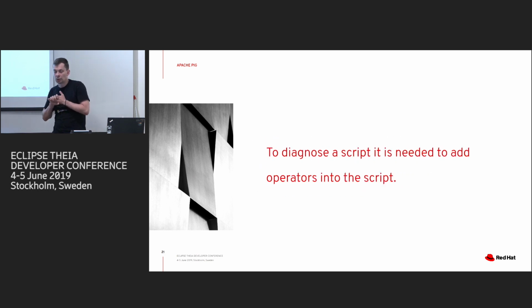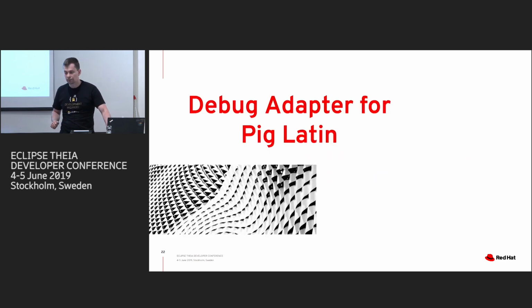But it's not convenient, because to test Apache Pig scripts, we have to add these test operators into the script, and we don't know where to add, because usually the script is pretty huge and it's not convenient. So it would be nice if we could execute those scripts line by line and check the data set, print values, or execute some additional commands. So let's have a look at the debug adapter for Pig Latin.